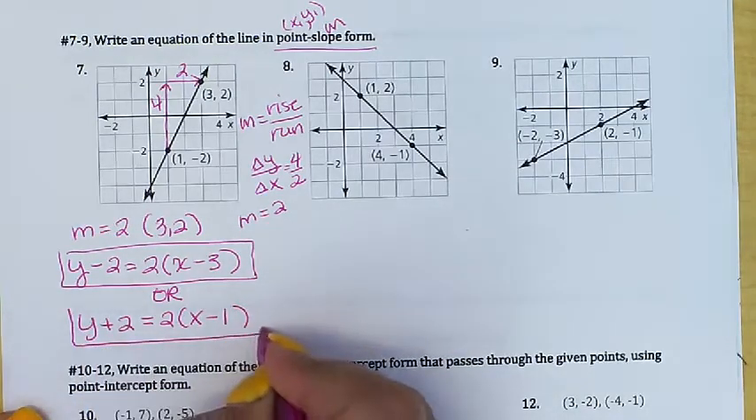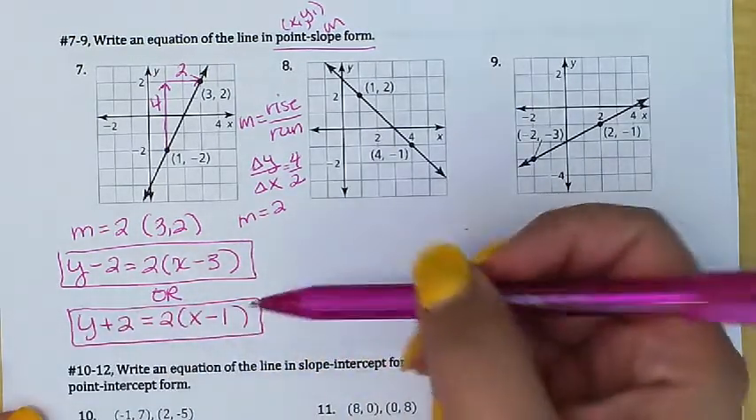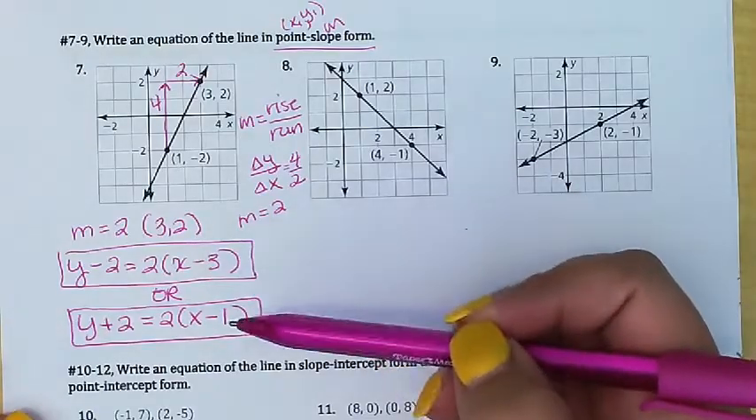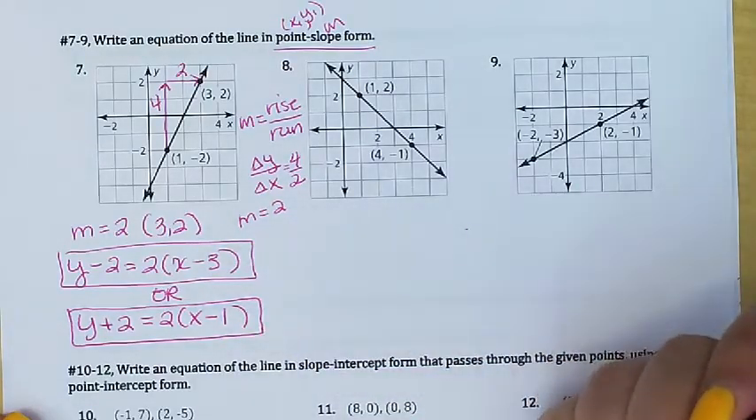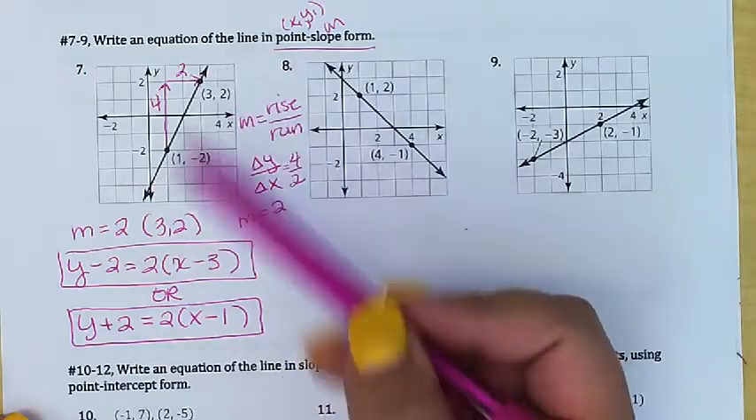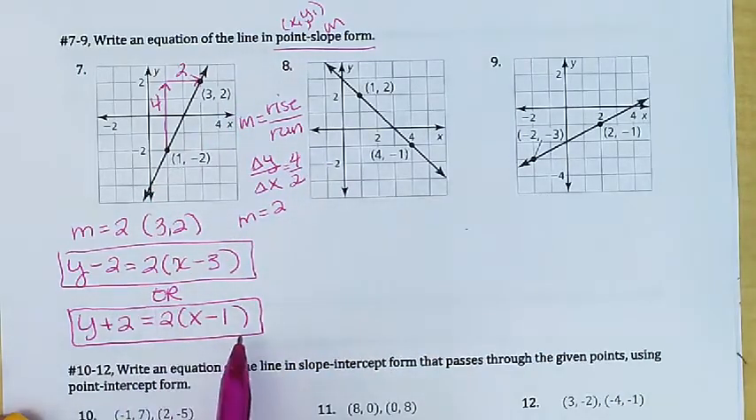So again, this is where it's easy because you can use any point, but it's a little hard because you can use any point. So both of these are perfectly right. Neither of them are incorrect. They both are referring to the same line, but they look different, right?